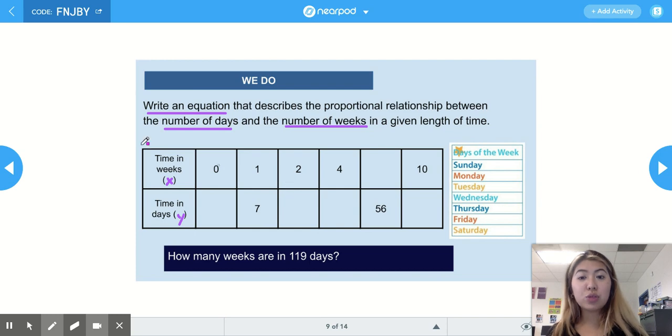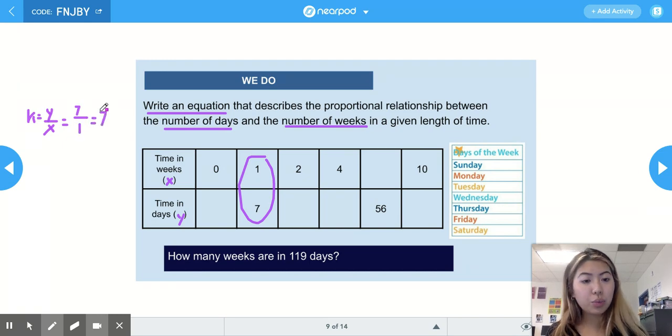So from here, we have to first figure out our constant of proportionality. So we have k is equal to y over x. And the only complete column in the table is this 1 and 7. So we have 7 is our y value, and 1 is our x value. So 7 divided by 1 is 7. And from here, we can write our equation, which is always in the form of y is equal to k times x. So we have y is equal to 7x.